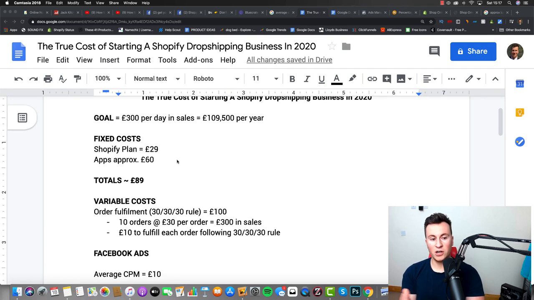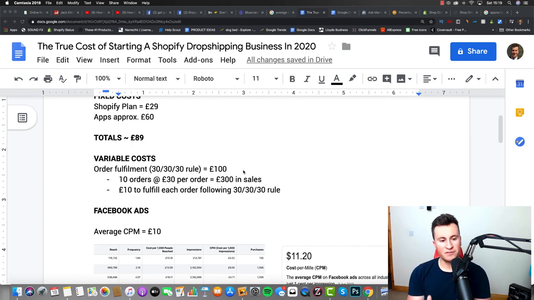So the fixed costs then, the obvious ones are the Shopify plan. You have to commit to a plan, pay for a plan before you can start selling. So these are unavoidable, and that is £29 plus the different apps. Again, I've documented the different apps that I recommend. But to kind of summarize then, you're looking at a total of about £89 before you even start running Facebook ads.